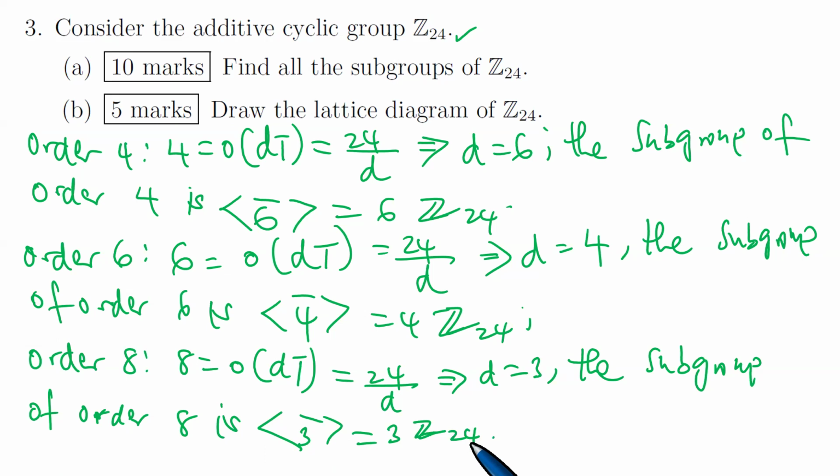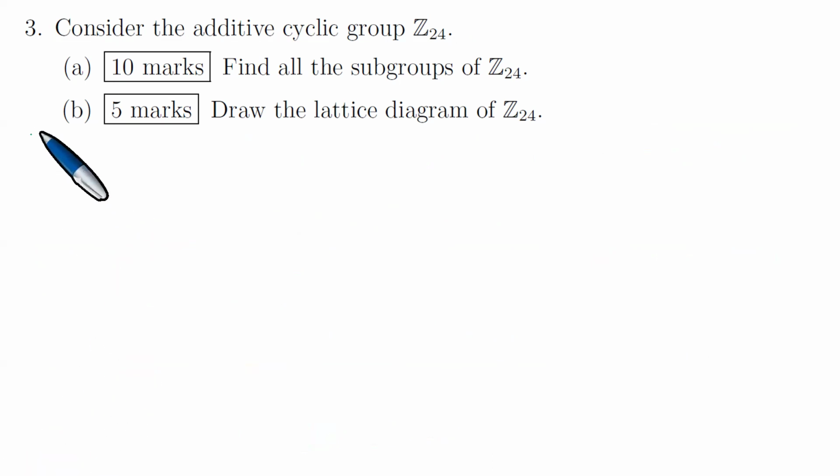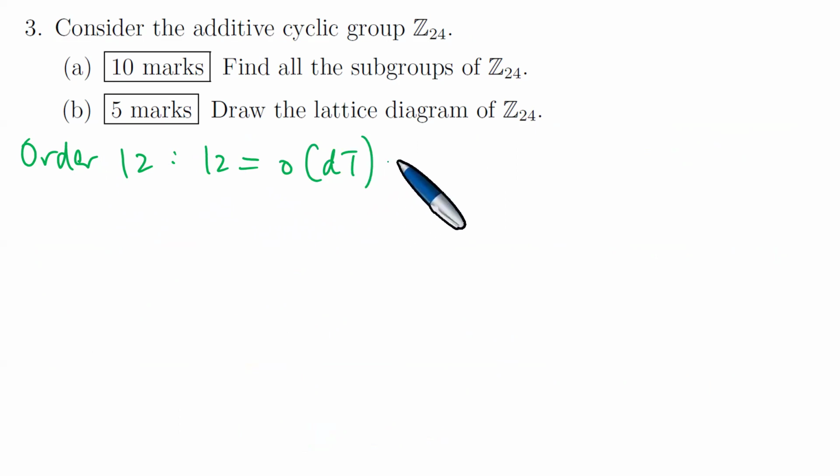Okay, let's check. Let me see. Order something else. Order 12 now. All these are the divisors of 24. Order 12 would mean 12 equals the order of 1 bar, which is 24 divided by D. So D is 24 divided by a certain number to give 12, and it's only 2 that divides 24 to give us 12.